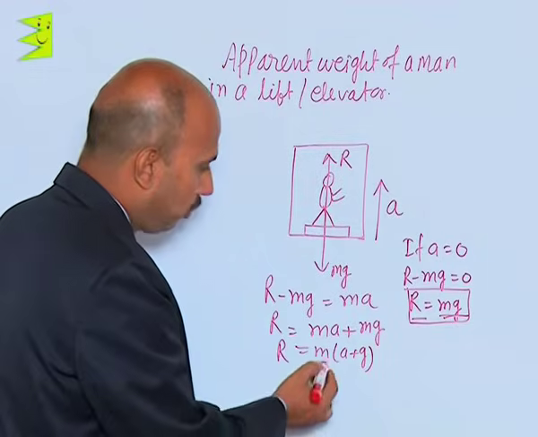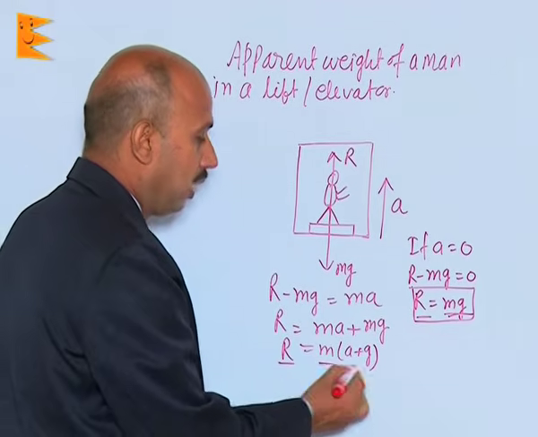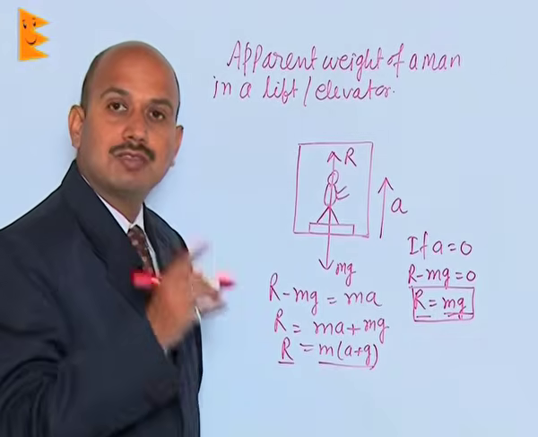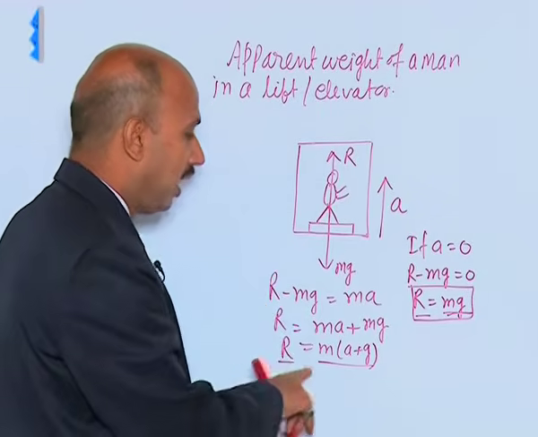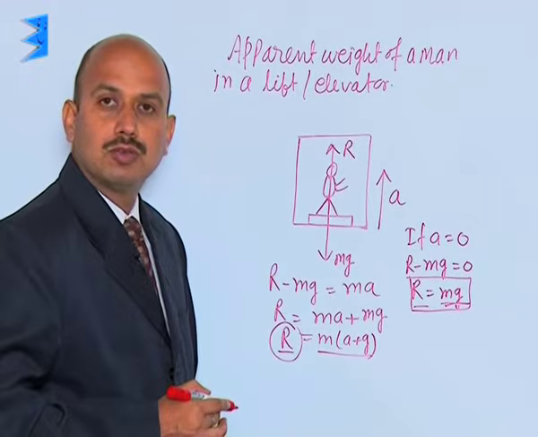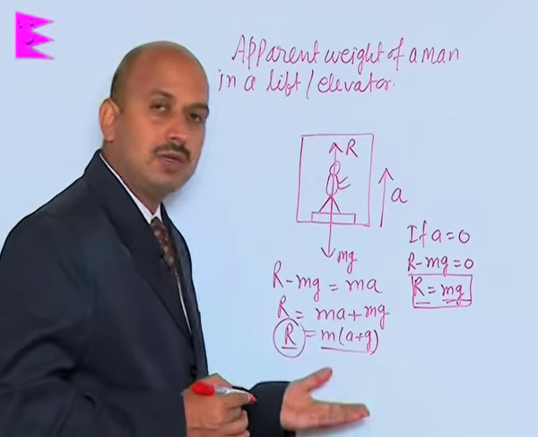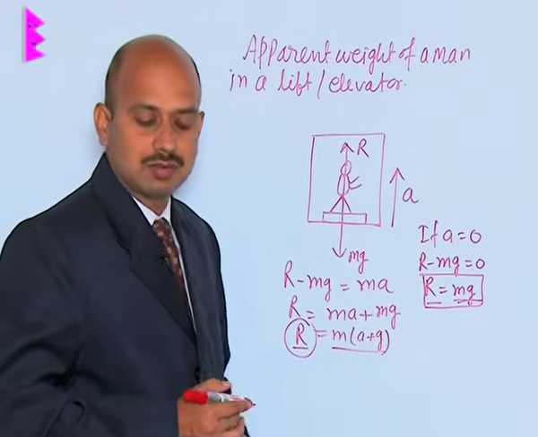But when the lift is moving upward with acceleration a, you get the reaction R equal to m into (a plus g), which is greater than the actual weight, and this R is known as apparent weight. So, when the lift goes up with uniform acceleration a, the apparent weight of the man increases.